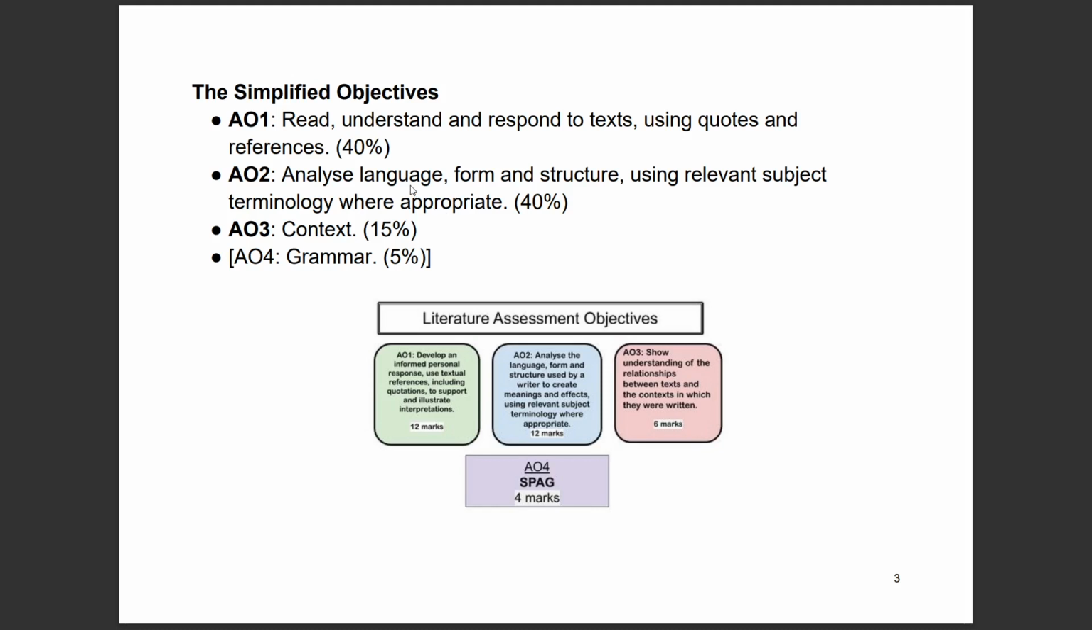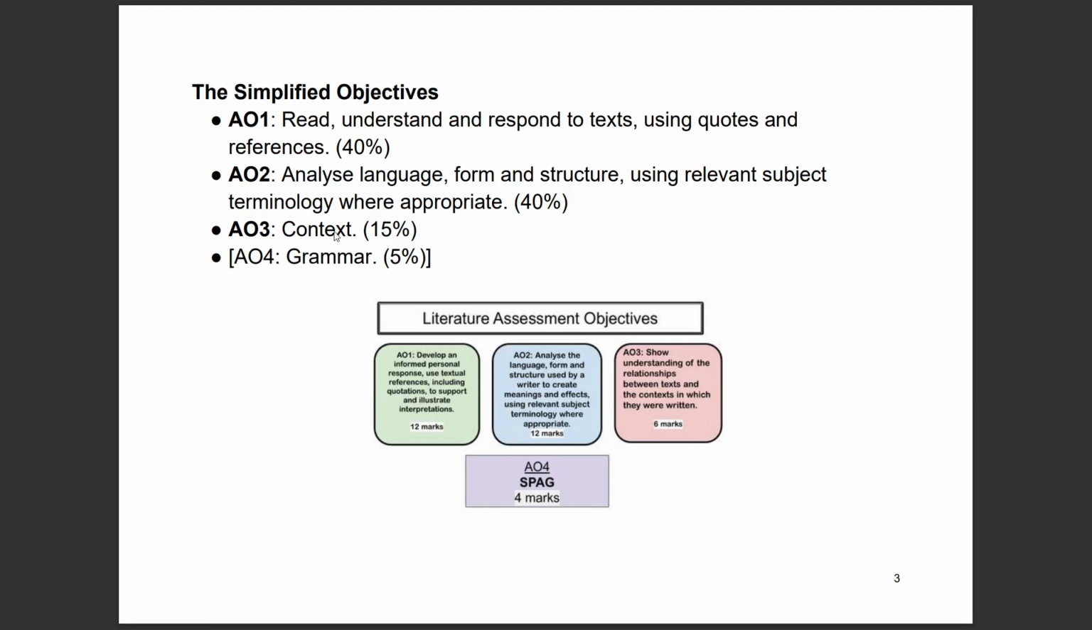Okay, so remember, language means words and phrases, form means type or genre. Is it a poem? Is it a play? Is it a novel? And then you can have subtypes. So, for example, if it's a poem, is it a sonnet? Is it a dramatic monologue? Structure means beginning, middle, and end. It does not mean the layout, although in poetry, for example, layout can be part of it, and only using terminology where appropriate, not throwing it around for the sake of it.